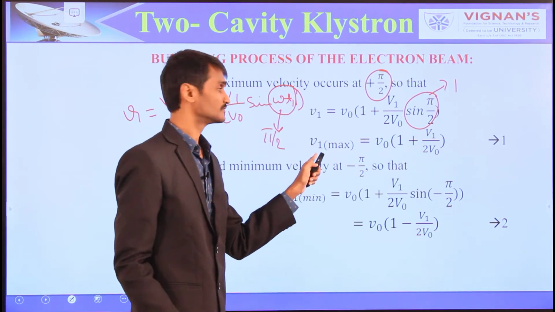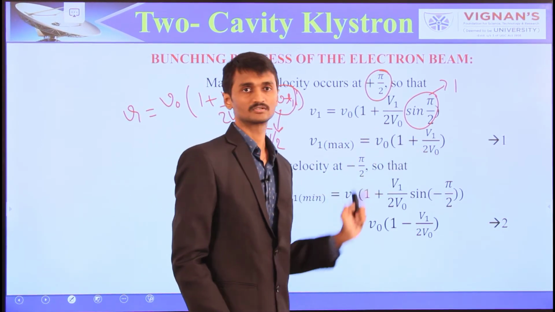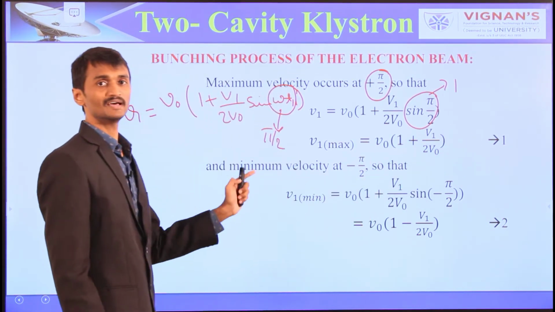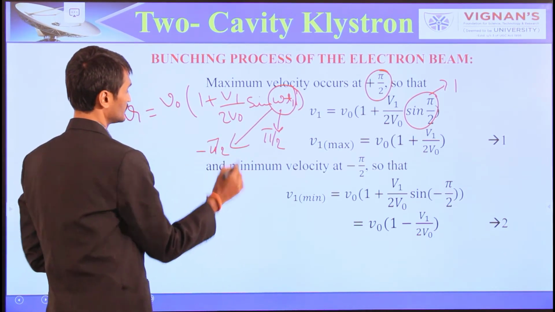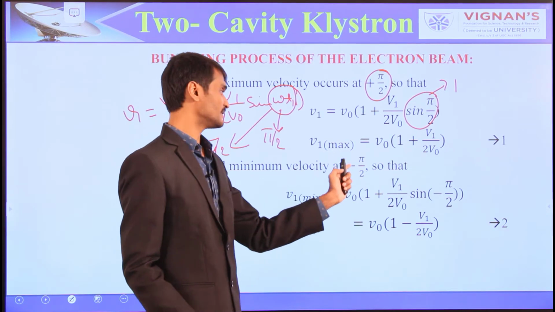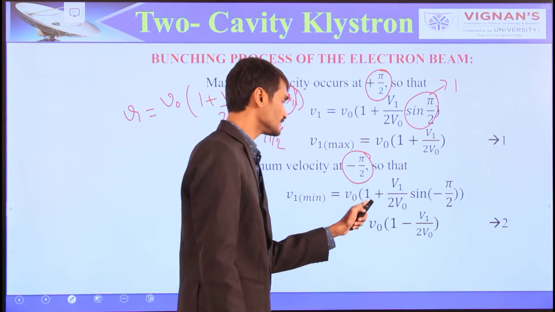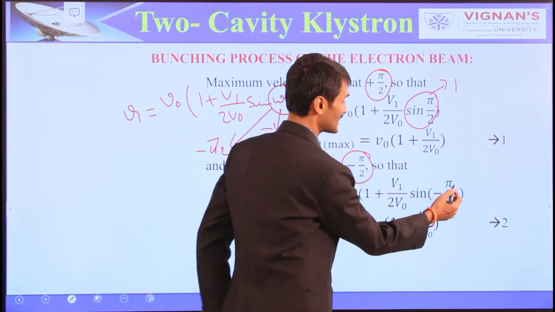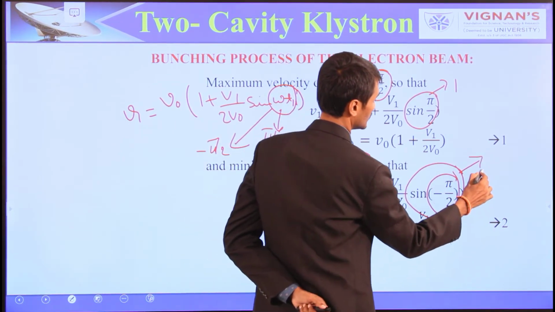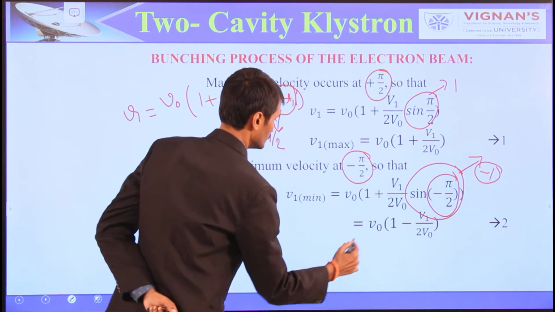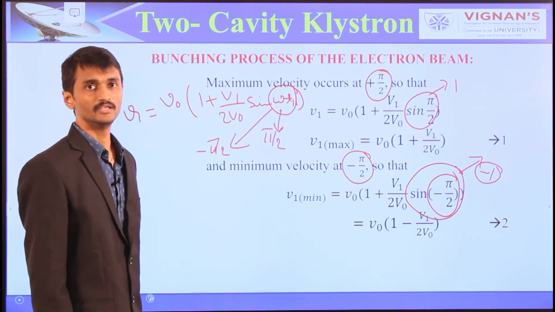Now V1 becomes V1 max, which is equal to V0 into (1 + V1/(2V0)). That will be considered as equation 1. Similarly, the minimum value is obtained when omega t1 is equal to minus pi by 2. Then V1 becomes V1 minimum, that is V0 into (1 + V1/(2V0) times sine of minus pi by 2). The value of sine of minus pi by 2 is minus 1, so that it is V0 into (1 - V1/(2V0)). That will be considered as equation 2.